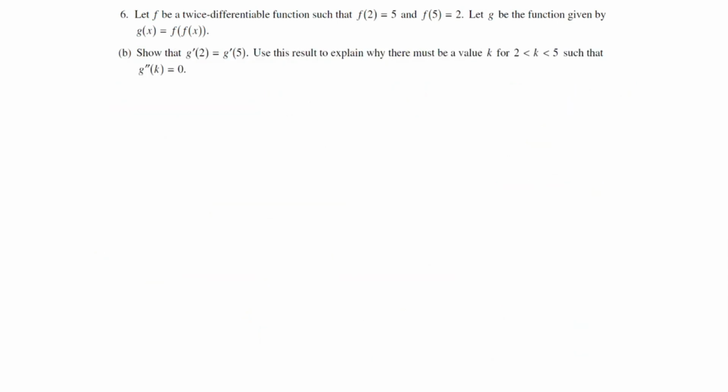In part B, it says, show that g prime of 2 equals g prime of 5, and then do some other stuff first. So let's first show that g prime of 2 is g prime of 5.